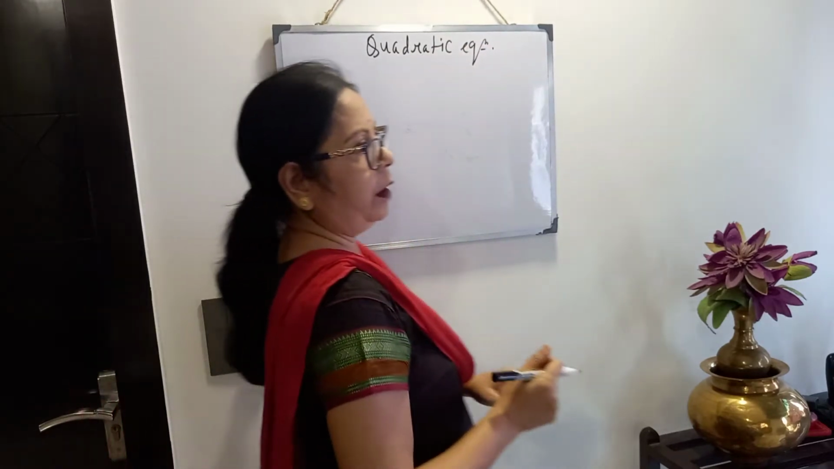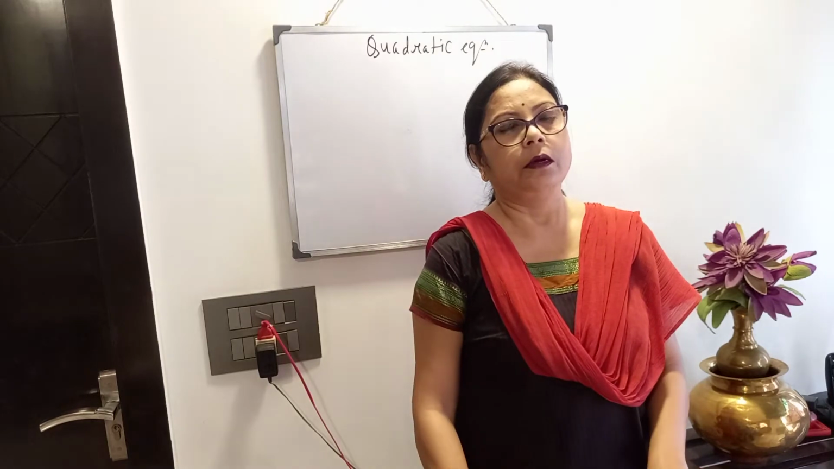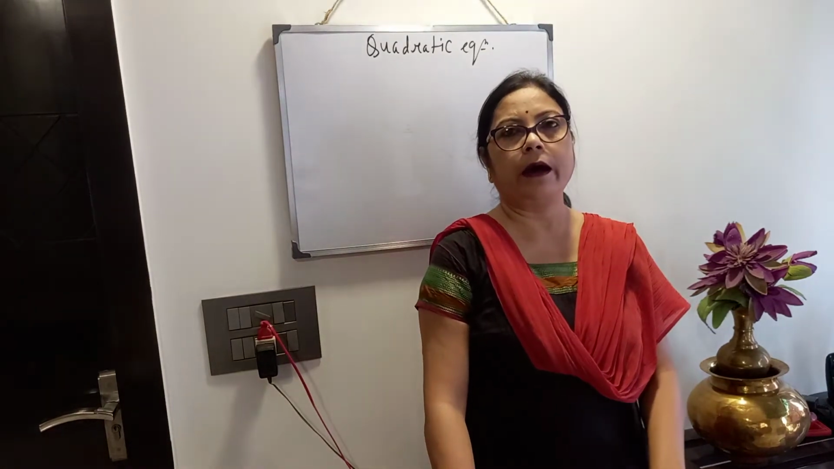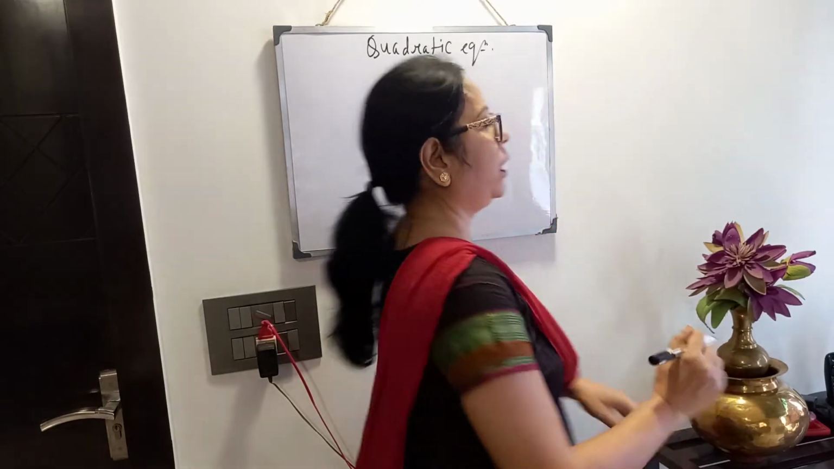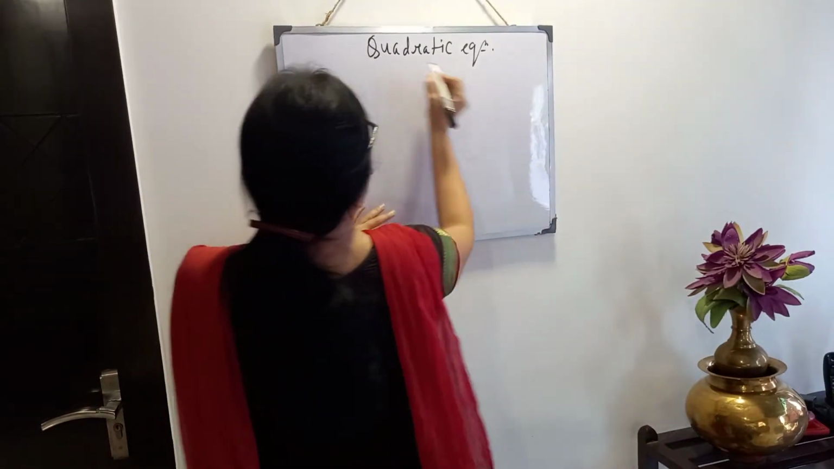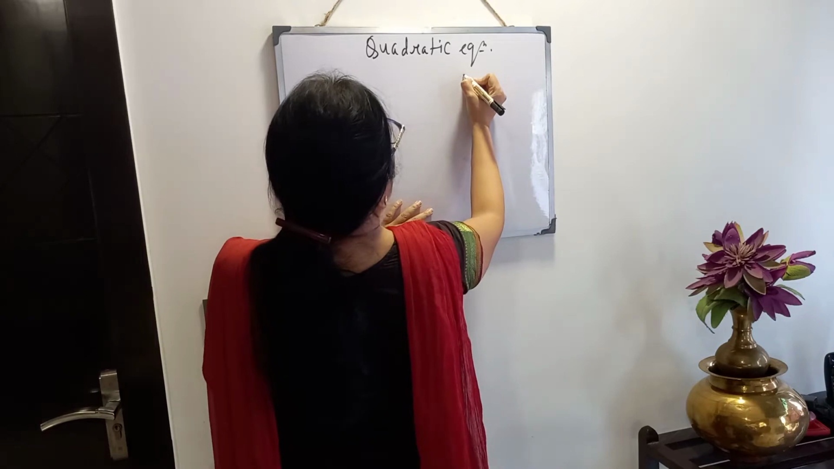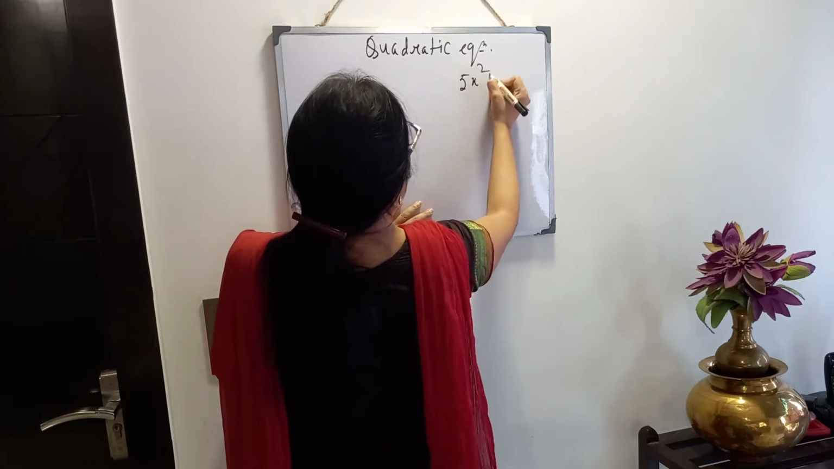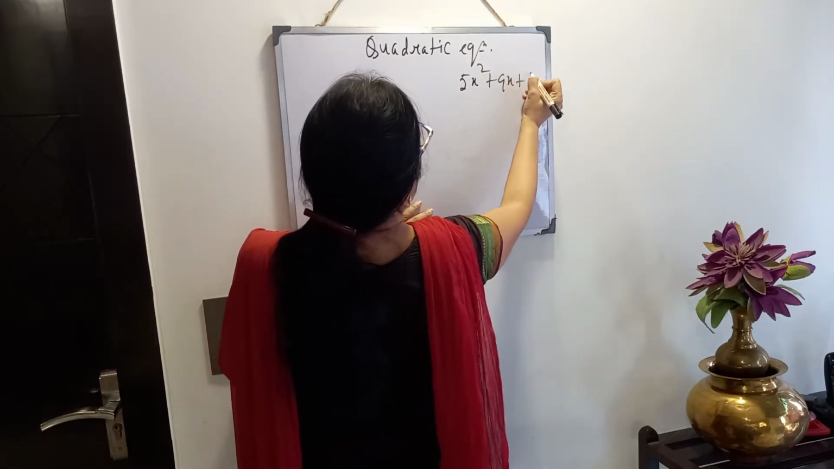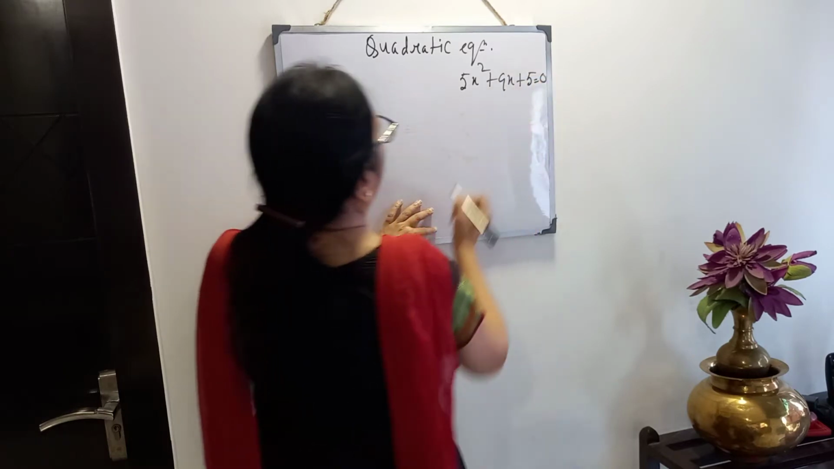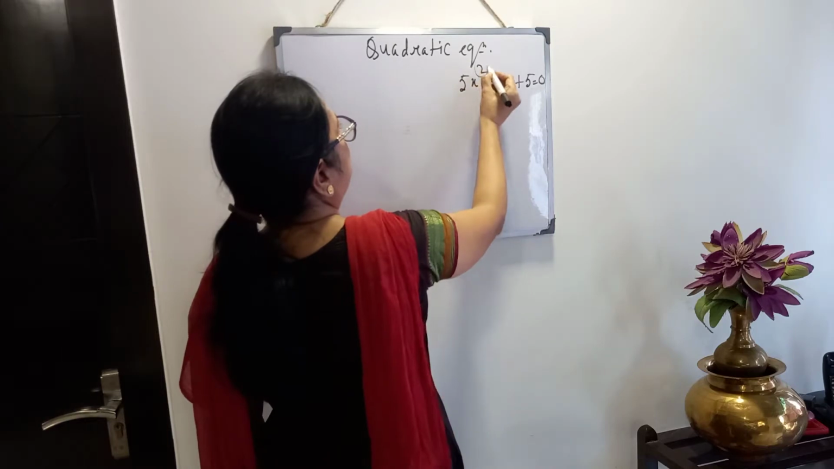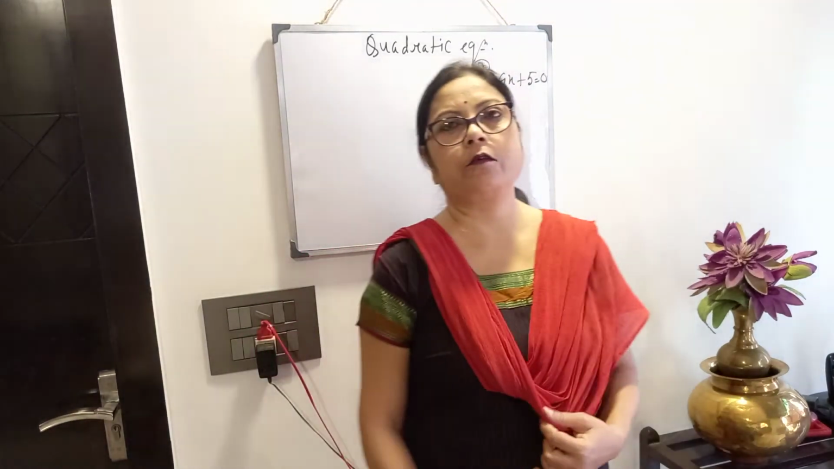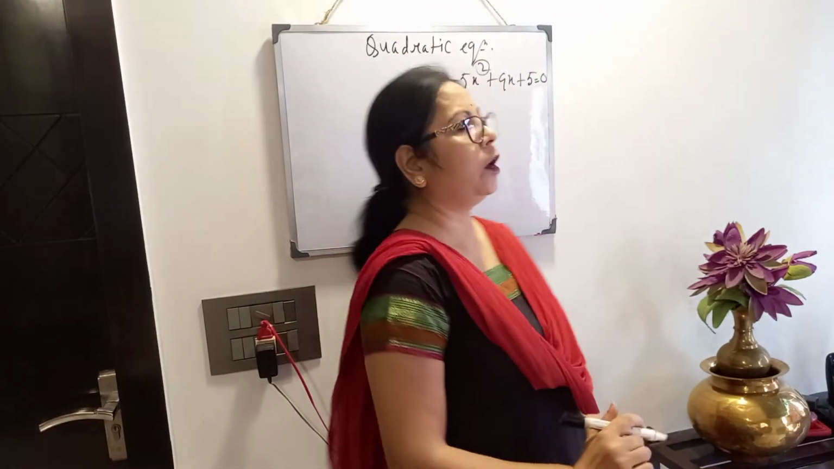An equation in which the highest power of the variable is 2 is called a quadratic equation. Suppose there is an equation in this form: 5x square plus 9x plus 5 equals to 0. Here the variable is x and the highest power of the variable is 2. This equation is called quadratic equation.